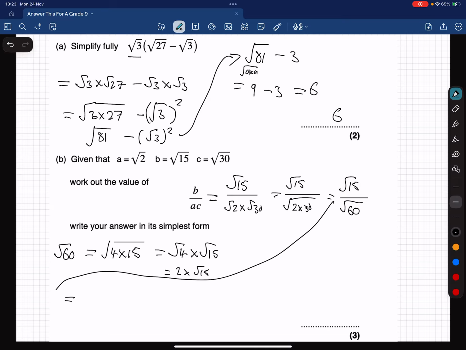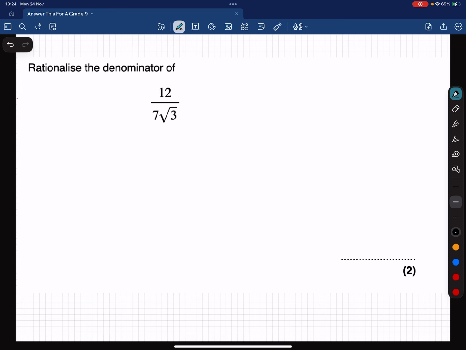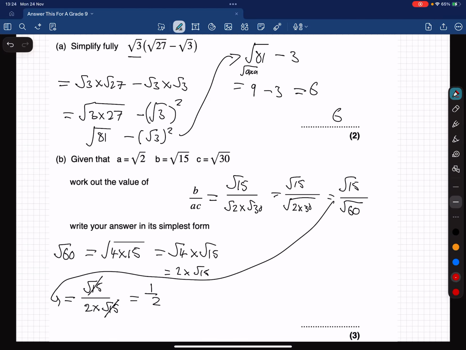Therefore, root 15 over root 60 is equal to root 15 over 2 times root 15, which is equal to 1 over 2 because the root 15s cancel. So now we need to rationalise. Okay, again, pause the video, give it your best shot, and I'll go through the answers. Oh yeah, I didn't give you the working out marks here. So there would be 1 mark for simplifying it down to this, and then there'll be 1 mark for the right answer, which gives you 2.